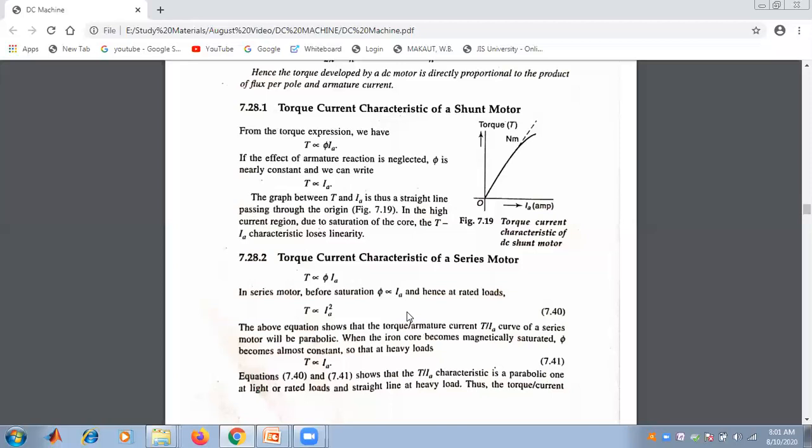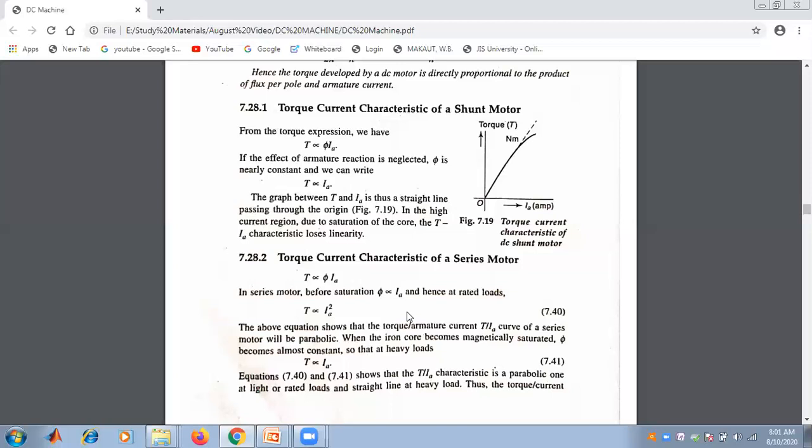We have an idea that in case of the series motor, the field winding and the armature resistance are both connected in series. In case of the shunt motor, the field winding is connected in parallel with the armature.